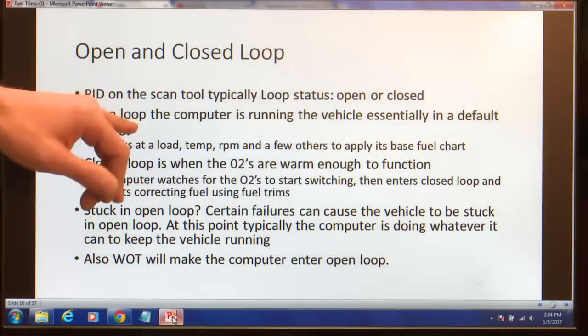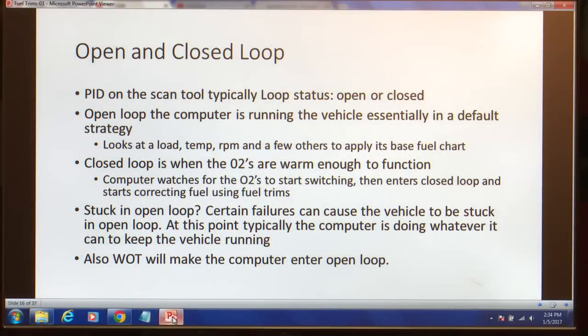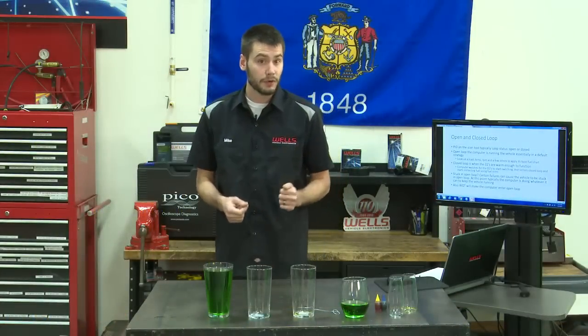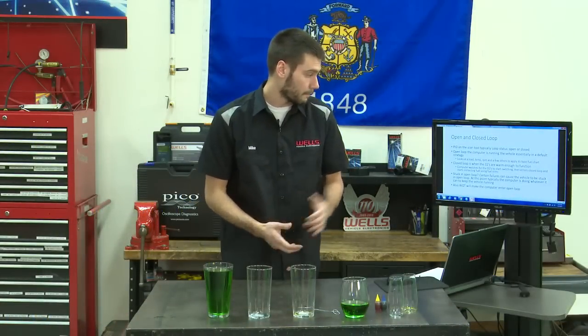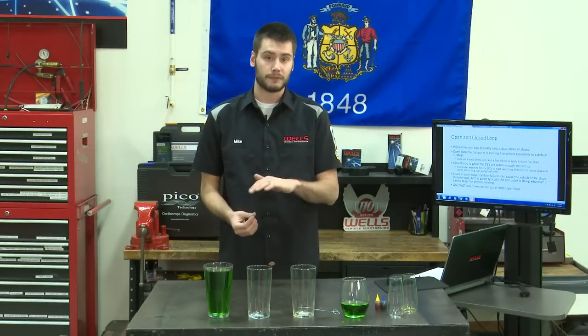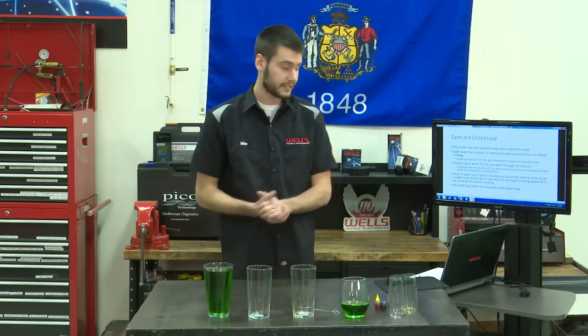So in open loop, the computer's running off of that base chart that was programmed, and it's going to look at RPM, load, and those kind of things to determine how much fuel to add. But in closed loop, when the vehicle says, okay, my oxygen sensors are warm, they're responding, they look good, I'm going to go ahead and go into closed loop, and I'm going to trust those sensors, and I'm going to start adjusting the amount of fuel this thing gets because I want it to run stoichiometric. So the vehicle watches those, and then it starts to trim fuel, either positive, adding fuel, or negative, taking it away.